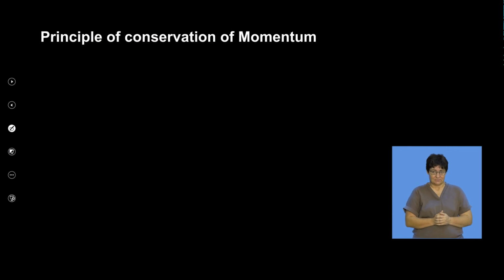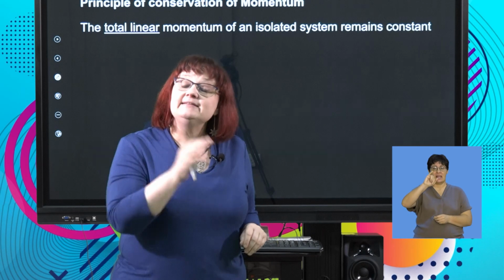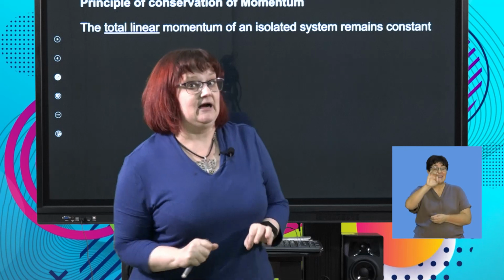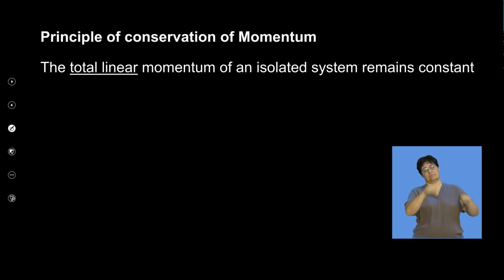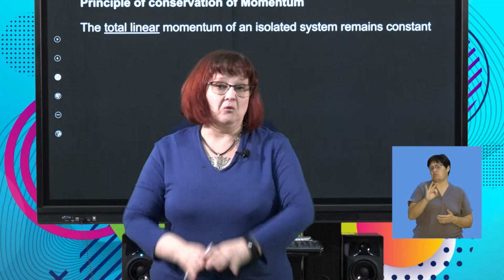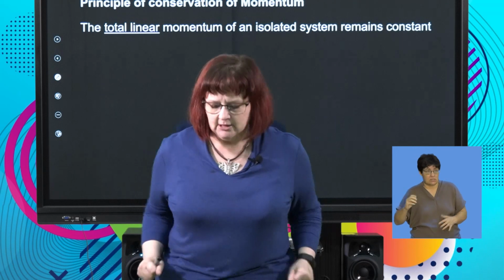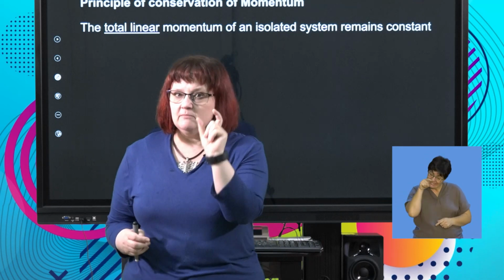So this gives us the principle of conservation of momentum. This they love to ask. Total linear momentum. I've underlined total and linear because they're the words you leave out in your exam. You'll tell me that the momentum of an isolated system remains constant. No, we've got to be specific about what in the momentum. So it's the total. Now, we generally only use two objects, but it could be three, four, or 700, heaven forbid. But the word linear is very important.